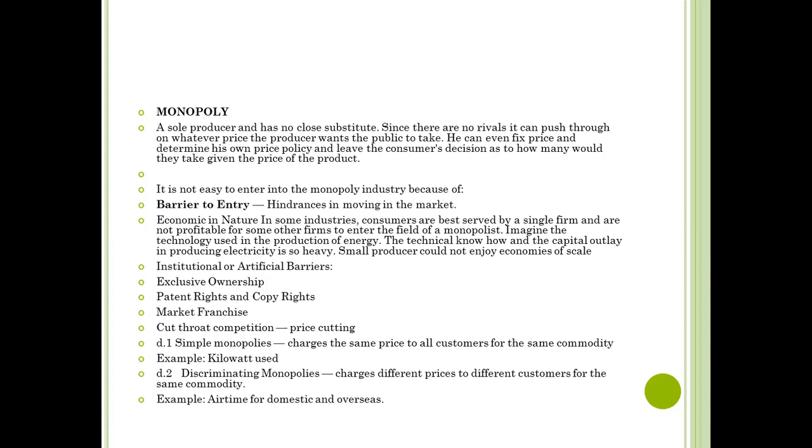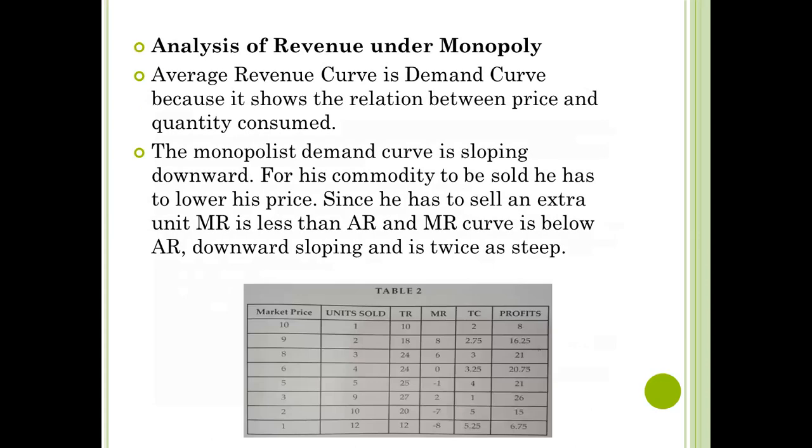Simple monopolies charge the same price to all customers for the same commodity, for example, kilowatt use. Discriminating monopolies charge different prices to different customers for the same commodity, for example, airtime for domestic and overseas. So we will analyze the revenue under monopoly.